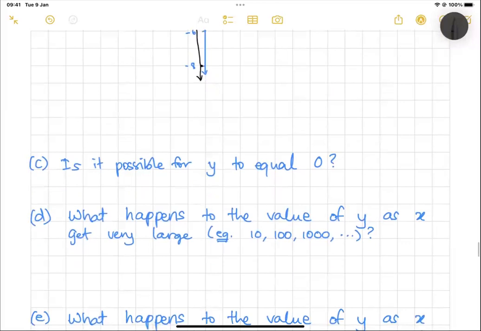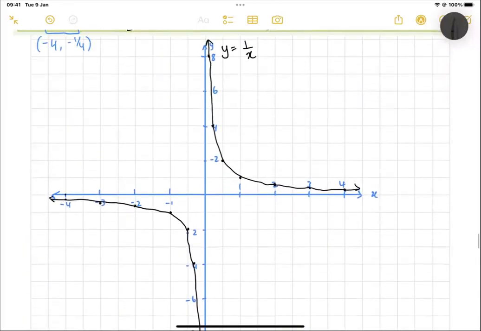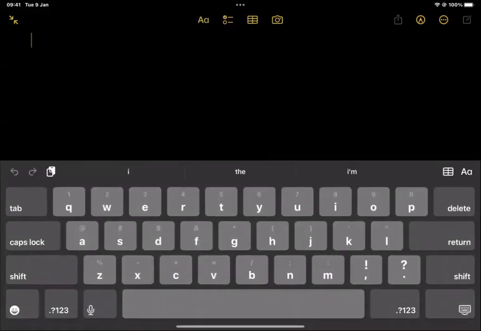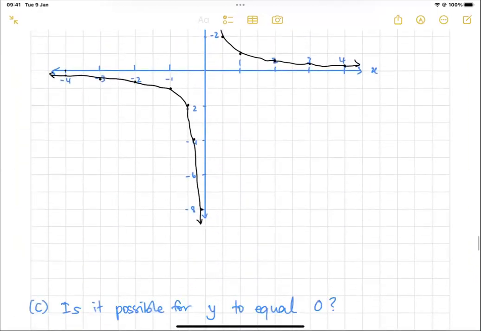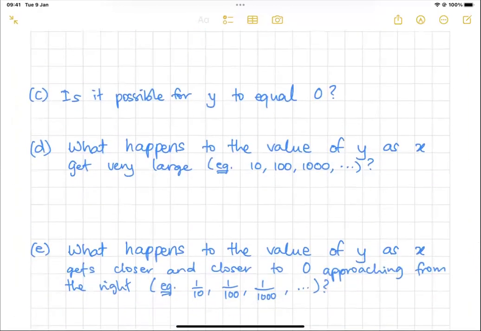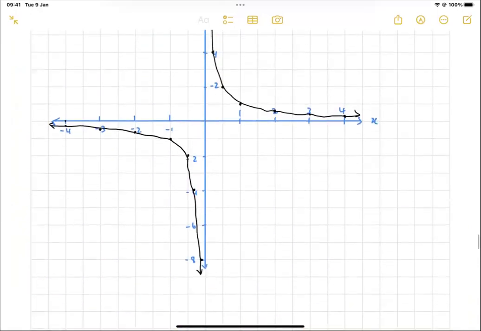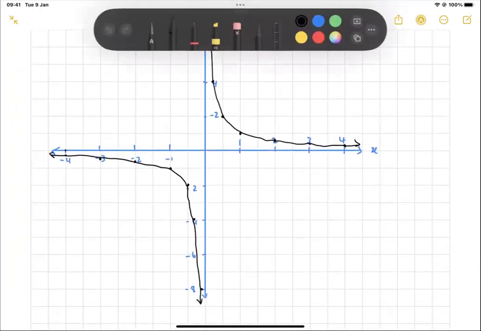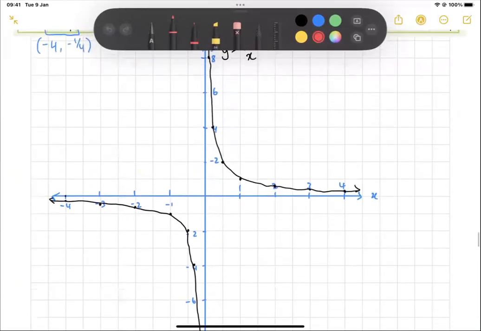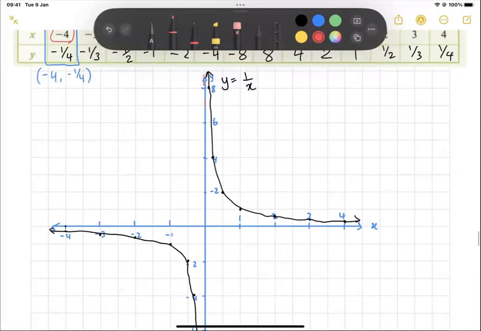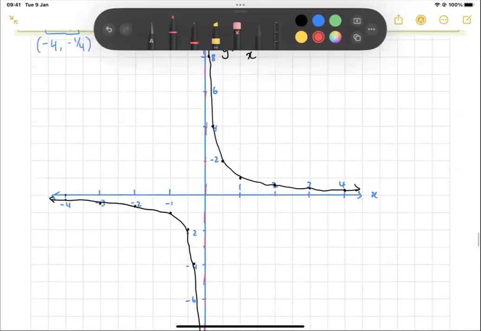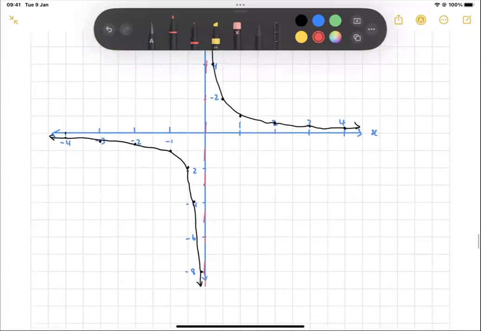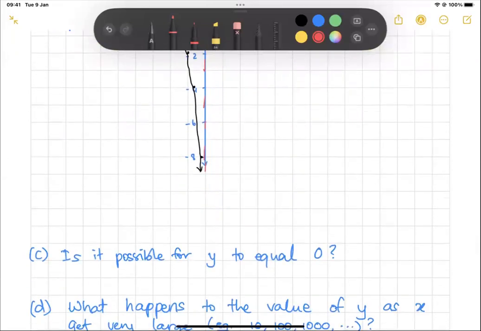to equal 0? Okay, let's look at it. Is it possible for y to equal 0? So what I mean is the following. Apologies for that. Is it possible for y to equal 0? Technically, no, because if I were to look at my y-axis here, where I'm doing my red line, my red pen, it never touches 0. There's no y-intercept here. So no, it's not possible for y to equal 0.